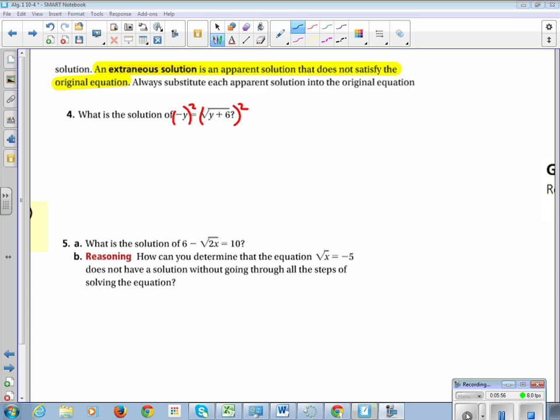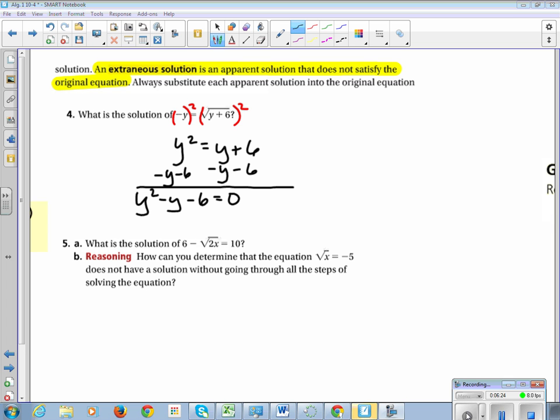So this guy is positive y squared equals y plus 6. So now I have a quadratic equation. Oh no, chapter 9 coming back at me, haunting my dreams. So I'm going to move the y plus 6 to the other side so I can get a nice quadratic. When I do that, I get y squared minus y minus 6 equals 0.